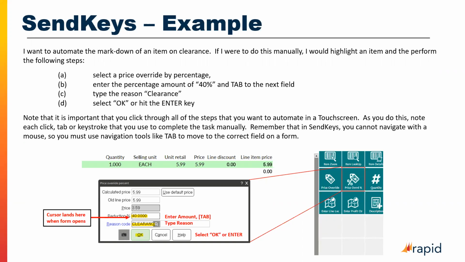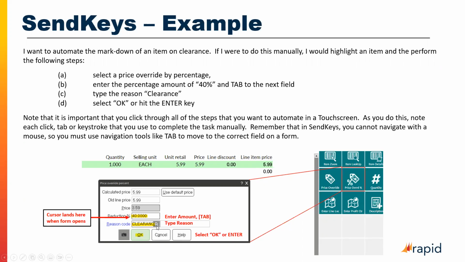So the example I'm going to use as my send key example is, today, if I want to change the price on something, let's say I want to mark something down as clearance, I would highlight the item. I would go into my more buttons. I would go to item functions. I would hit price override by percent. That's the key right there. I would enter in the percentage. The cursor automatically puts me right in that field when that form opens up. I would type in 40, and then I would hit tab.